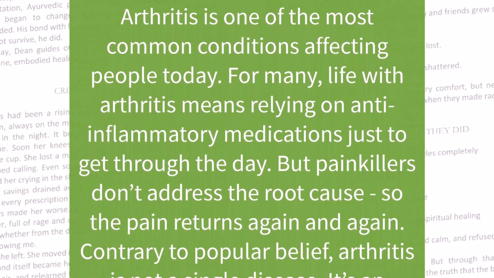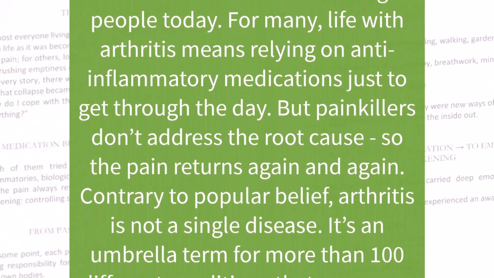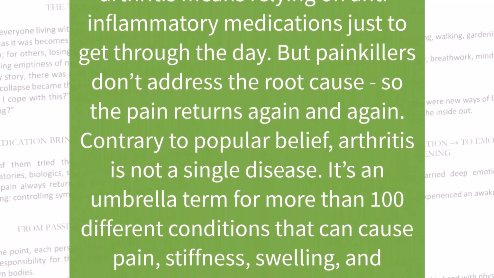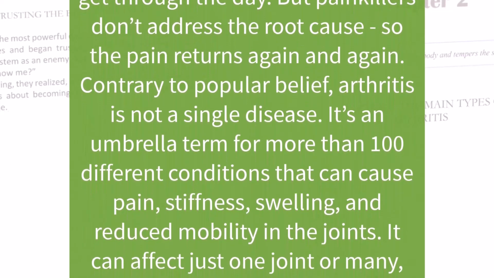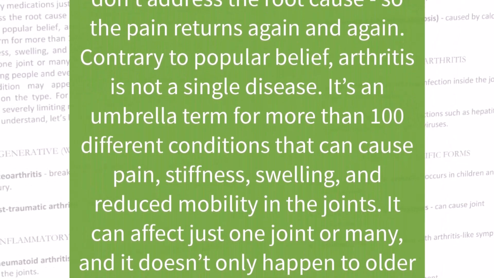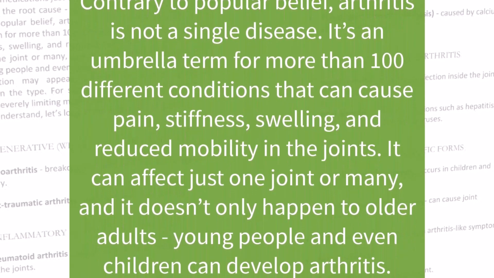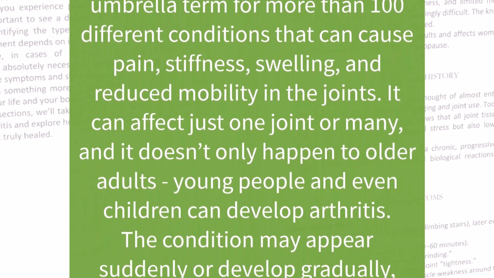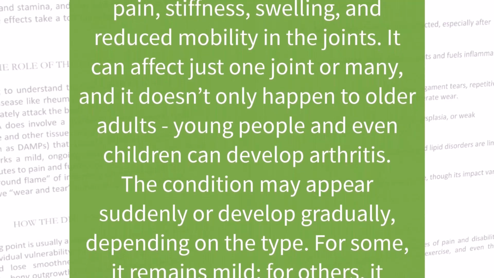Contrary to popular belief, arthritis is not a single disease. It's an umbrella term for more than 100 different conditions that can cause pain, stiffness, swelling, and reduced mobility in the joints. It can affect just one joint or many, and it doesn't only happen to older adults. Young people and even children can develop arthritis. The condition may appear suddenly or develop gradually, depending on the type.